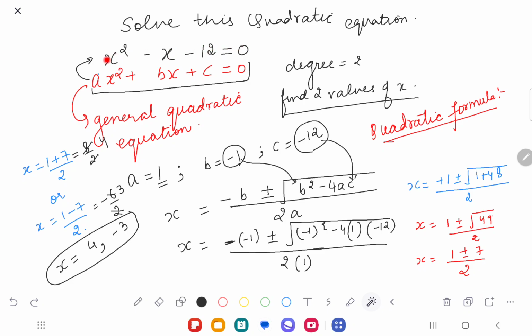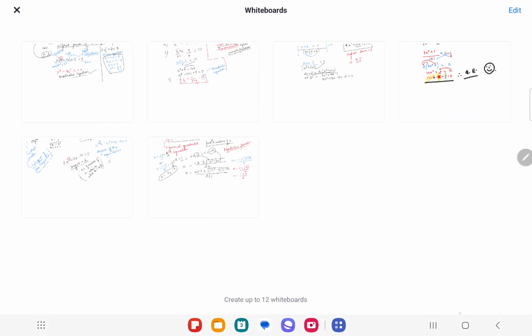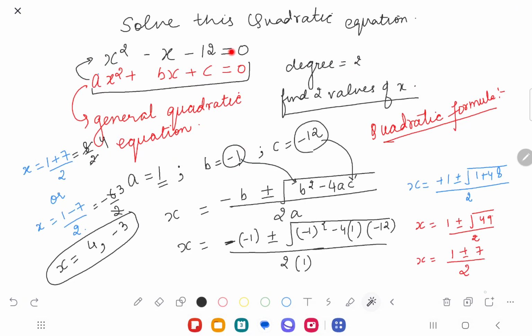And now let's verify the two values that I've got, 4 and minus 3. Similarly, it shall be x square minus x minus 12. So what do you think we would have right here? We would have x equals to 4 or minus 3, isn't it? And my quadratic equation was x square minus x minus 12 equals to 0. So let's verify for x equals to 4.